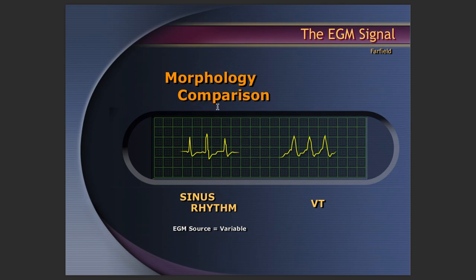Now coming to the morphology comparison. This is how the sinus rhythm is going to look. This will be pretty narrow, and then the ventricular tachycardia.